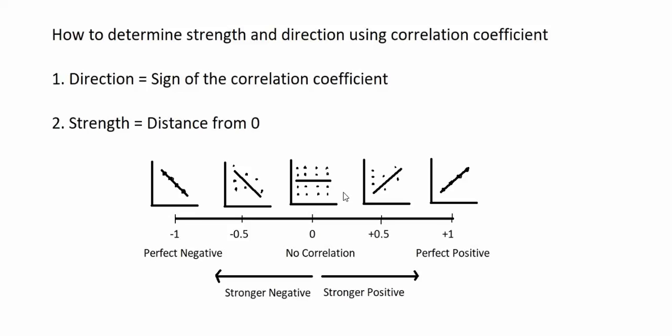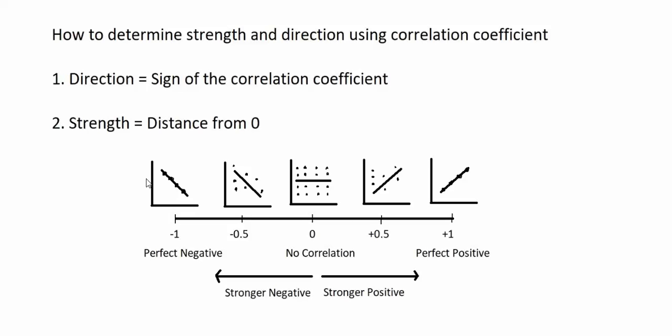And if you have a graph in which every dot is on the line, then you have a correlation coefficient of -1. And if you have a graph in which every dot is on a rising line like this, you have a +1. And this data set here at the left end is called a perfect negative correlation, and this data set at the right end is called a perfect positive correlation.